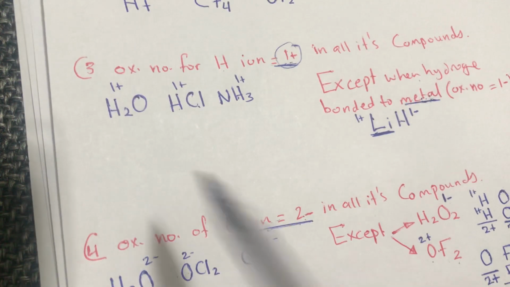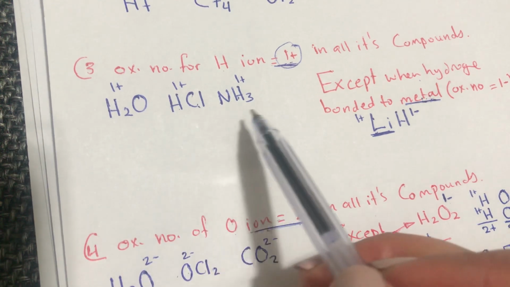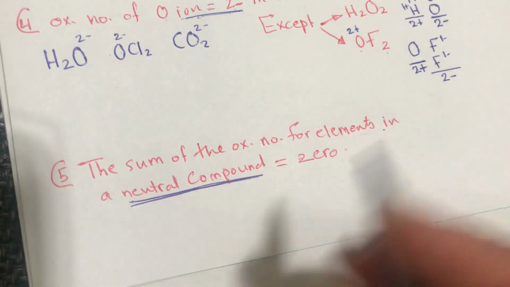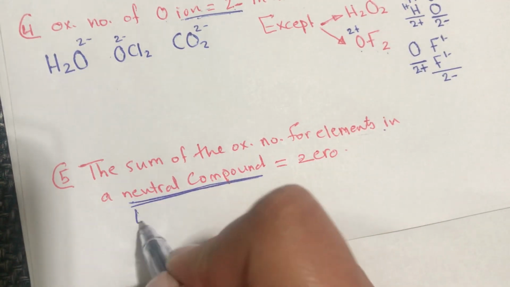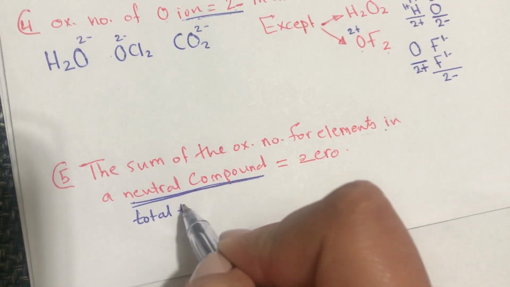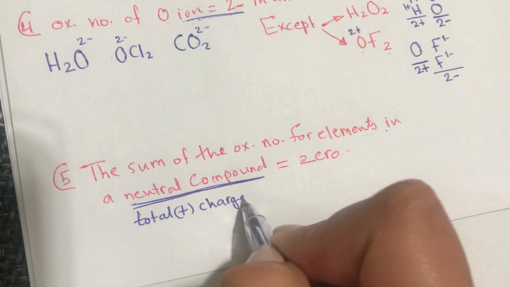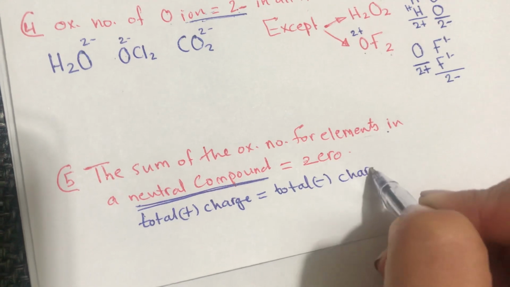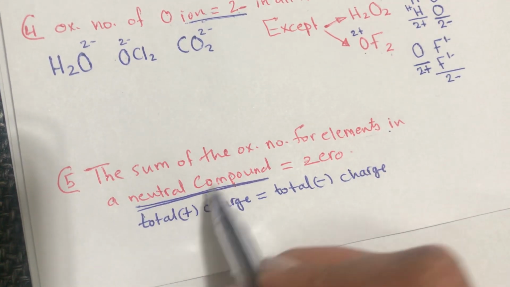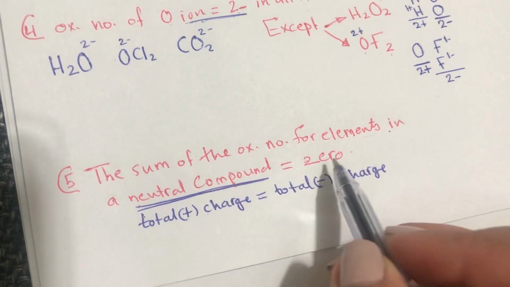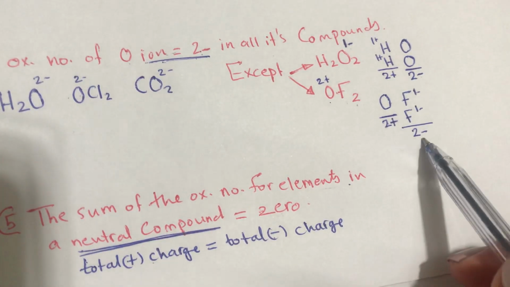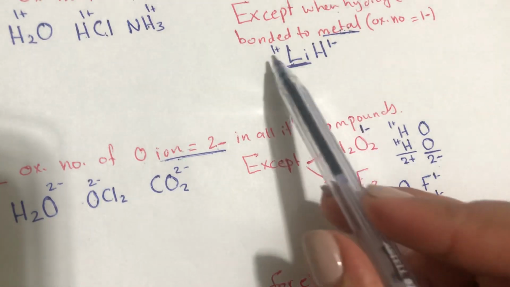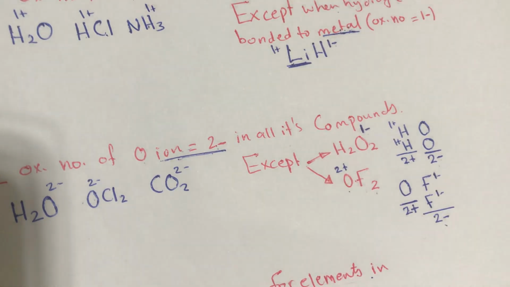So for example, H2O, HCl, and H3, OCl2, and so on. In these compounds, the total positive charge equals the total negative charge. So when you add positive charge to negative charge, the total is 0. +2 with -2, the total 0. +2 with -2, the total 0. +1 to -1, the total 0.